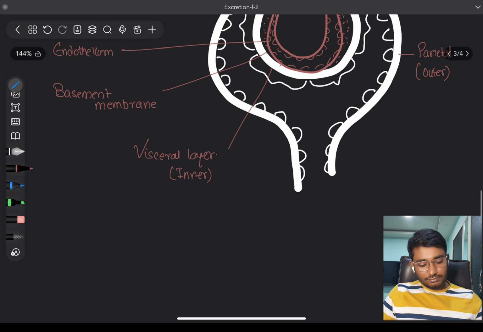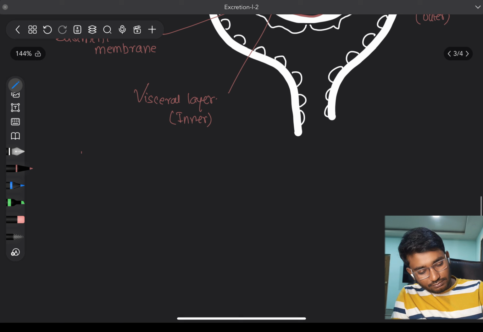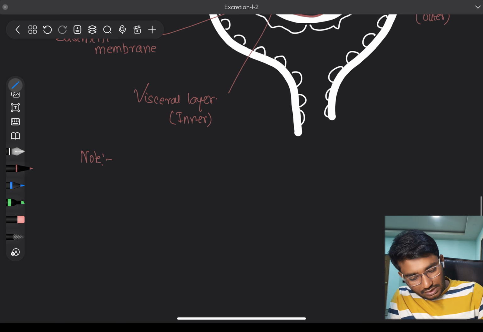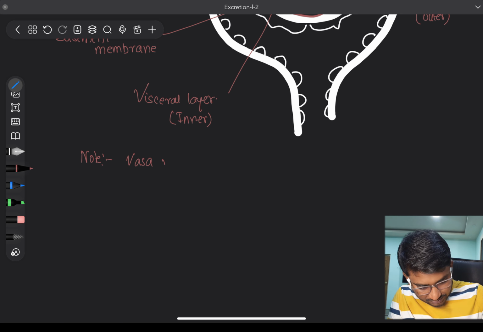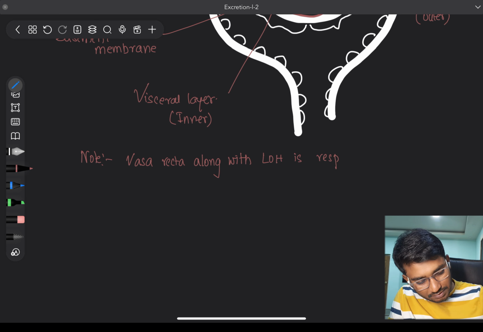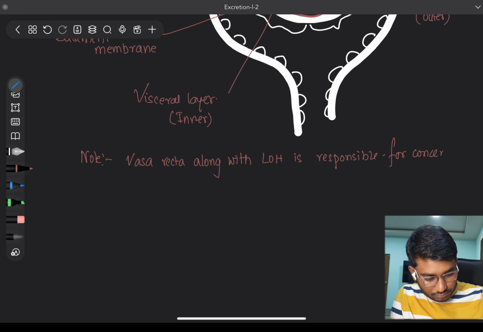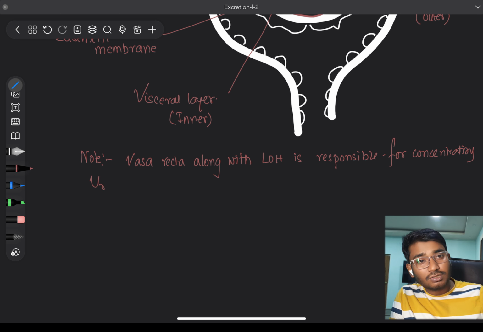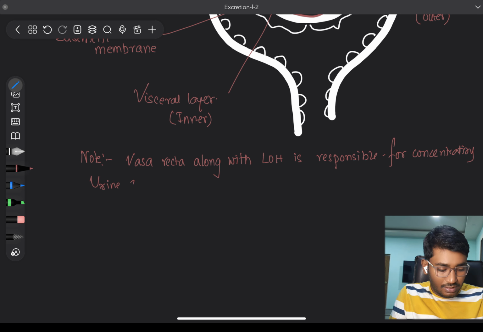Now what happens? Take it as a note. The vasa recta along with the loop of Henle is responsible for concentrating urine and maintaining osmolarity.